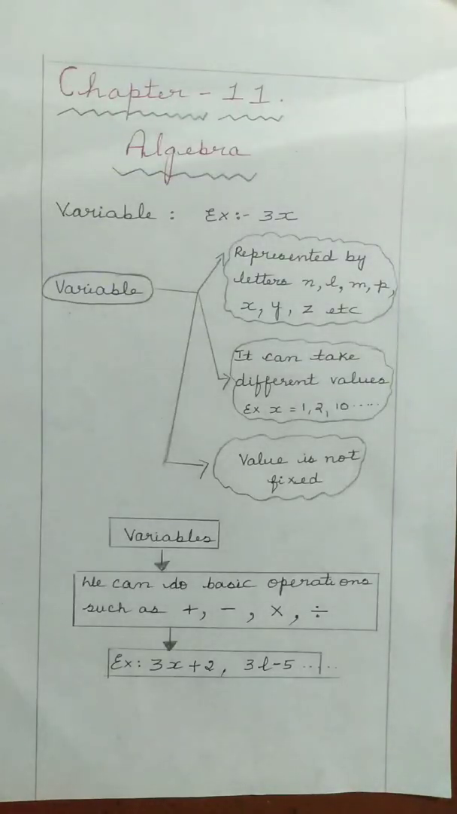Hello children, this is 6th standard maths. In your part 2 textbook, you have this chapter, that is chapter 11, algebra. So children, in maths, we have mainly 3 branches. Those are arithmetic, geometry and algebra.